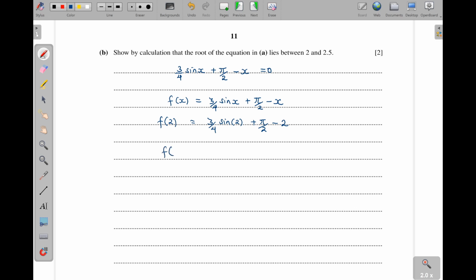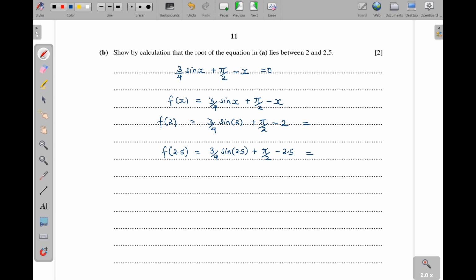And then what do we get when we put 2.5? So this will be 3 over 4 sine of 2.5, then plus pi over 2, then minus 2.5. So what do we get here? We expect the answer, one of them to be positive and the other to be negative.